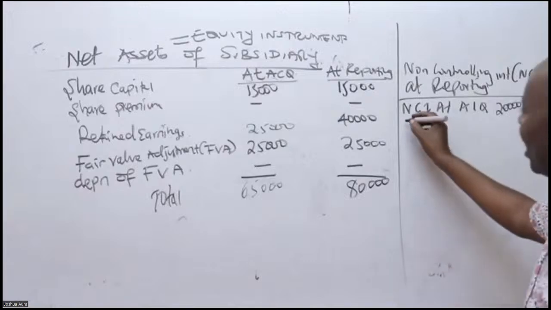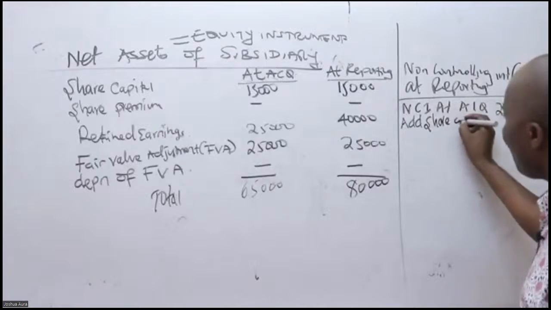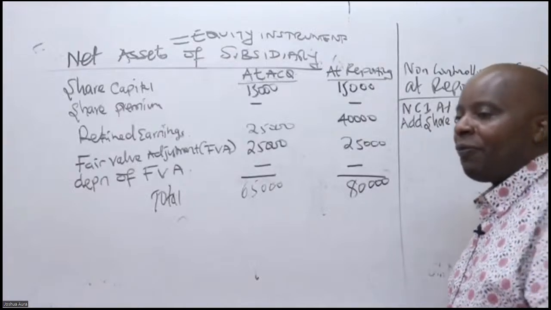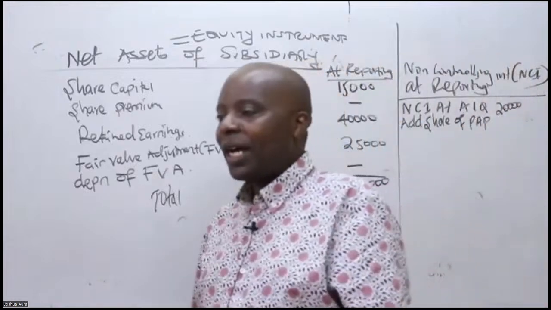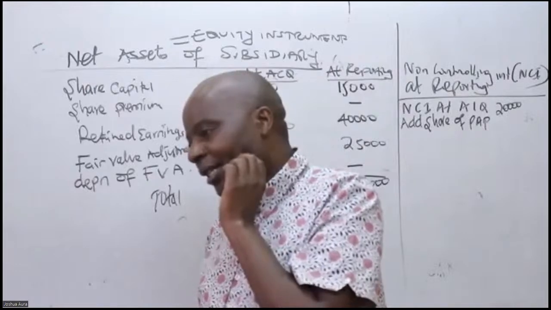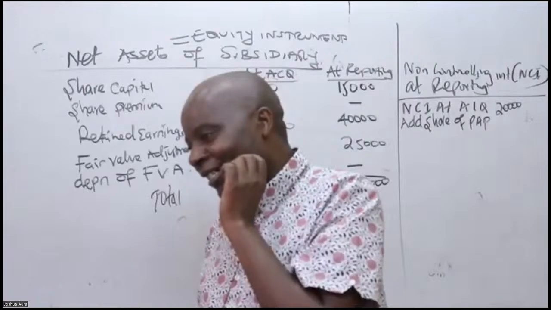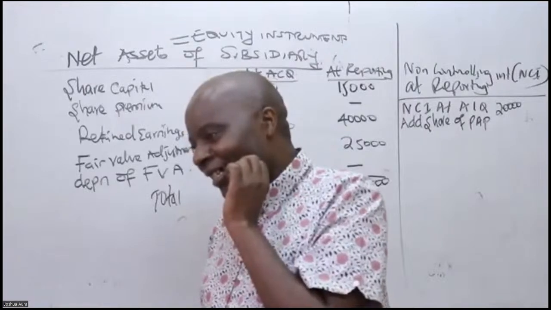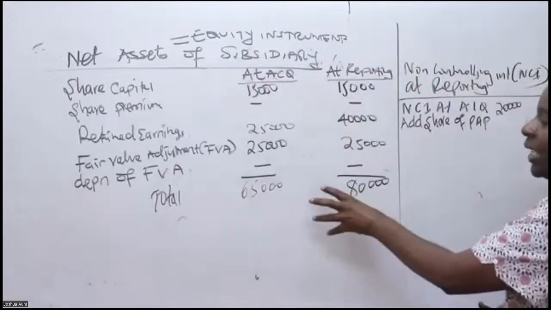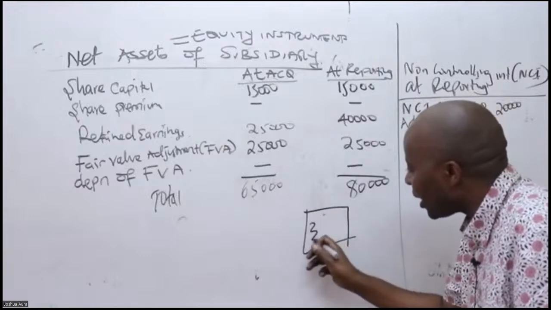So you come and add share of PAP. Do you remember the PAP figure for NCI? Is there anybody who is able to remember the PAP figure for NCI? 3,000, isn't it? Now listen, remember this 3,000 figure is somewhere. There is a cell which has this 3,000.